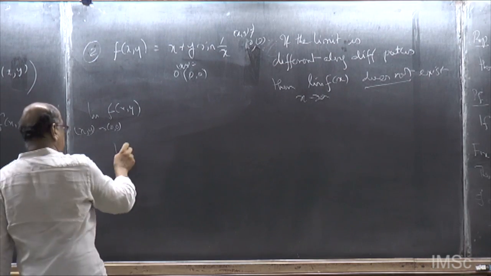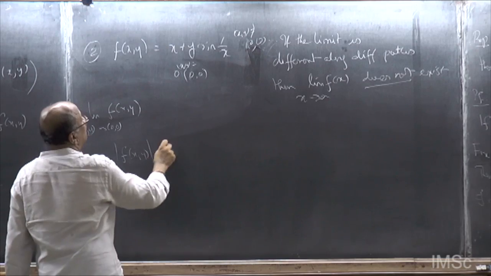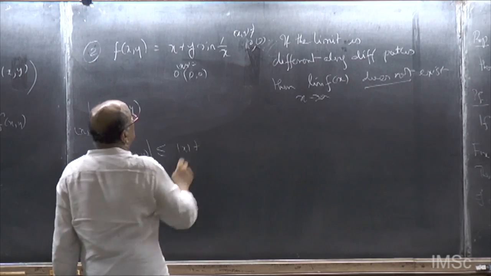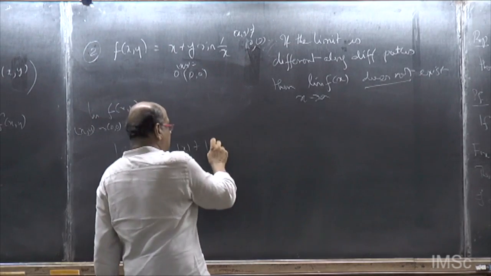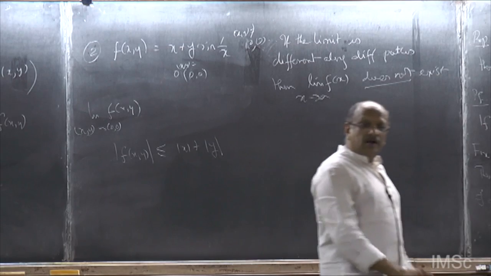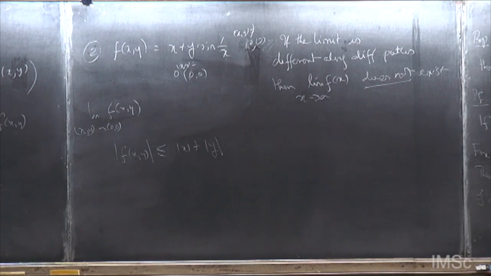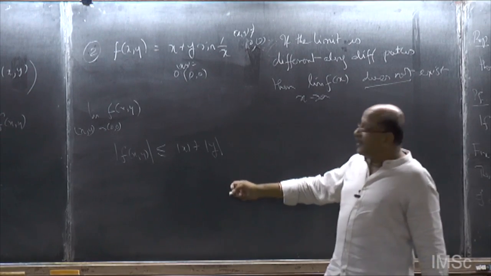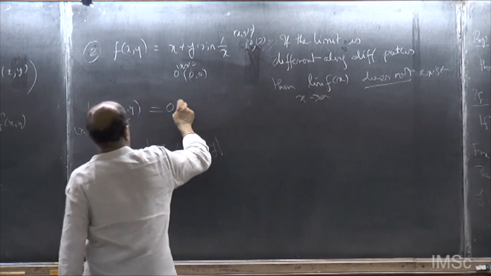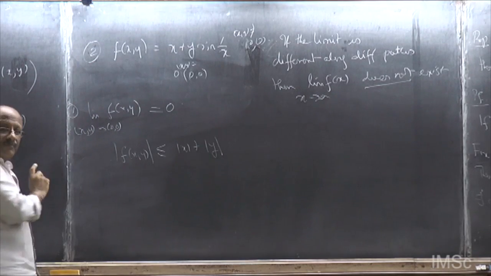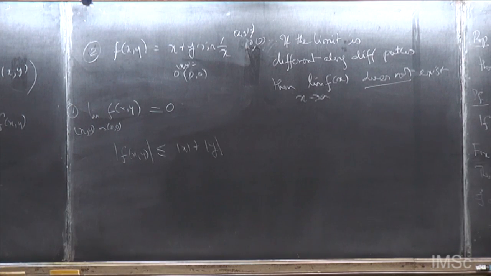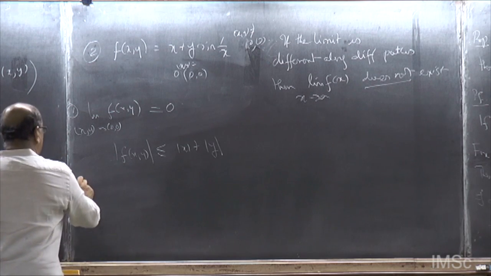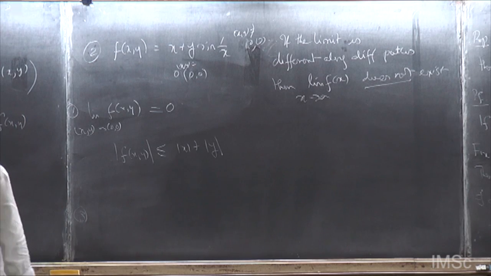But what is mod of f of x y? It is less than or equal to mod x plus mod y, since the modulus of sine is less than or equal to 1. So if x y goes to 0, this can be made as small as you like, and therefore the limit is equal to 0. So 1 exists. Three also exists, or rather 2 exists.